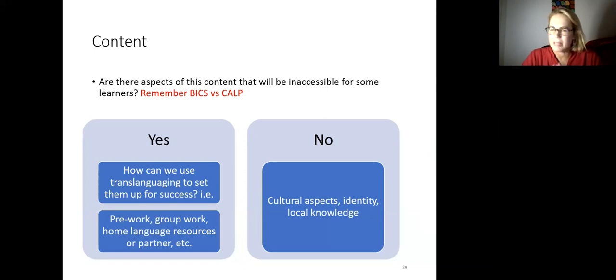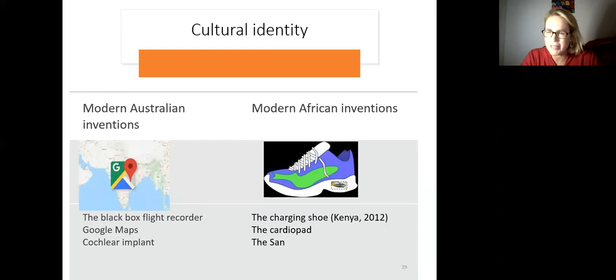If you say no, they'll all be able to manage this text, which is quite unusual, but if you say no, they're all fine with this content, I'd like you to think again, because remember, there are always cultural aspects, identity aspects, local knowledge aspects of text that might not be accessible to all of our students. So remember, translanguaging is not just about the language itself, but the culture of the language. And this is where you are all experts. And I want to give you an example.